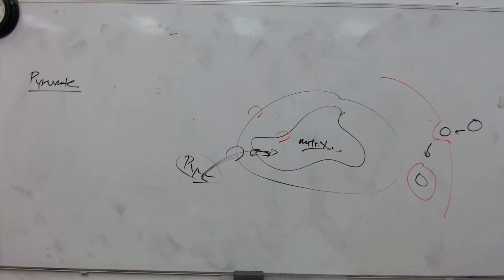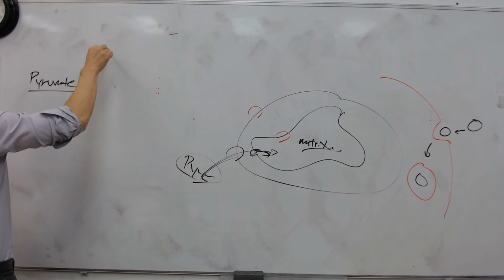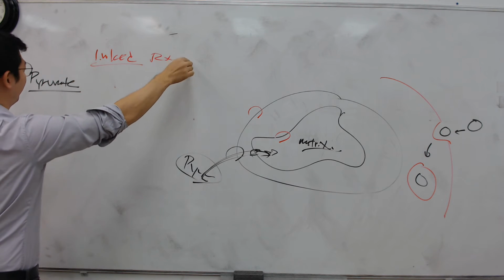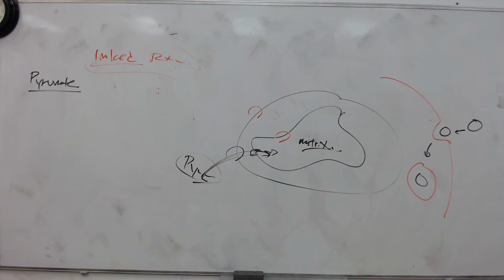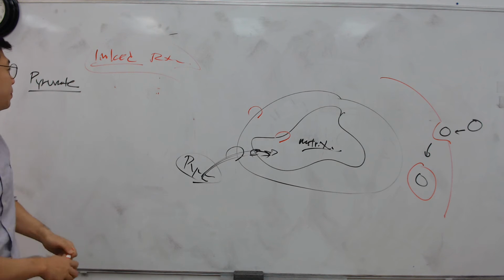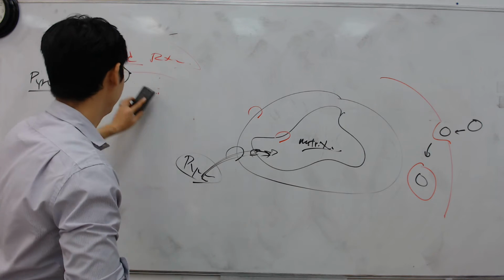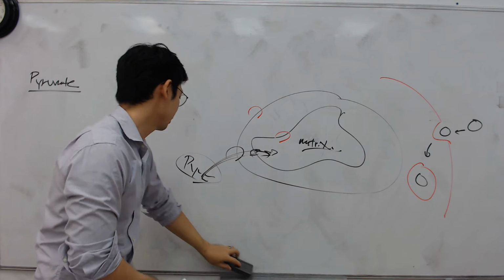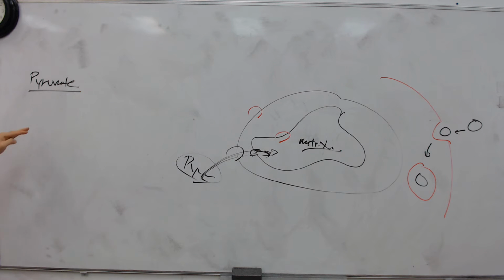Before pyruvate enters the Krebs cycle, there is an extra step prior to going in. One of the students told me their teacher called it the link reaction, or linked reaction. I never heard this term, maybe from a high school nearby. Maybe it links glycolysis and the Krebs cycle, I'm not sure.